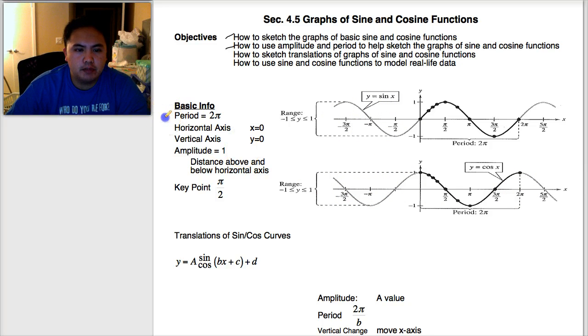The basic info you need to know is the period. If you think of this as a wall, like one repeating brick, this brick repeats from 0 to 2 pi.